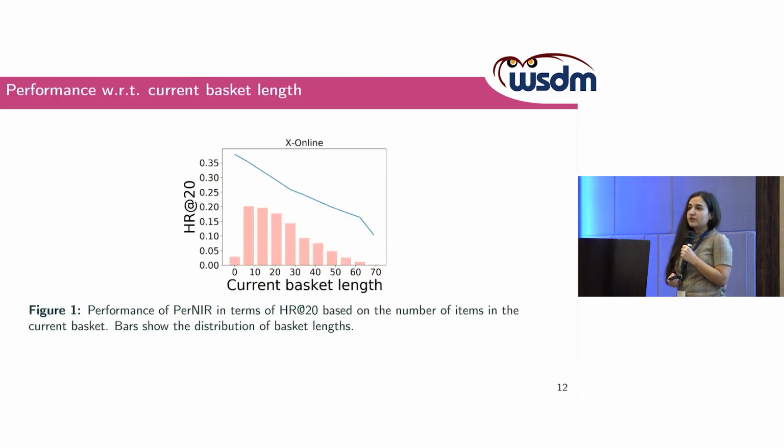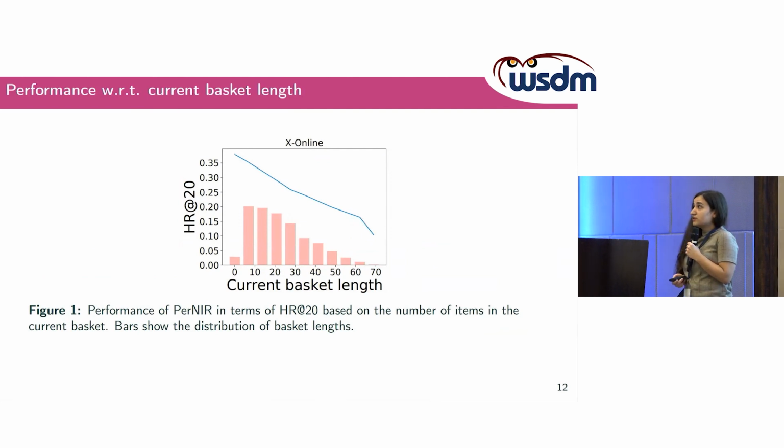We also went beyond only looking at the average recommendation performance and considered the performance with respect to different aspects. Here, this figure shows the performance in terms of hit rate at 20, which is the blue line, and the x-axis shows the length of the current basket, so how many items are in the current basket. And the red bars here show the distribution of the current basket length in our X Online dataset.